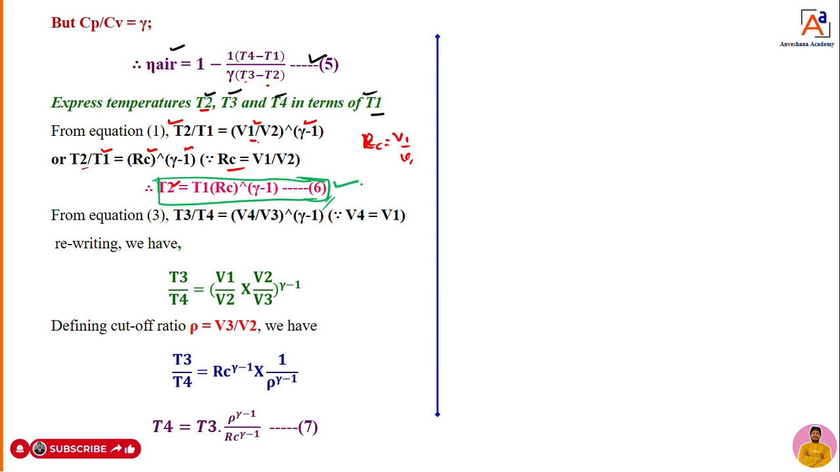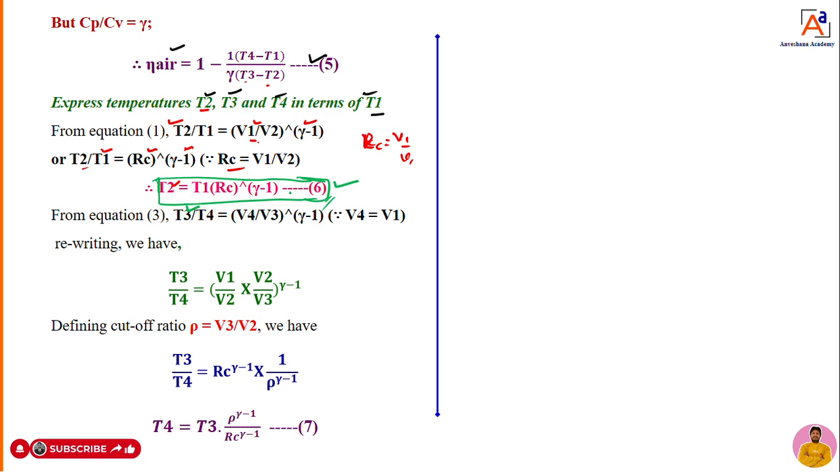Similarly, I will take the temperature ratio for the expansion process, that is T3 to T4. Expansion process, just a minute. You can see T3 to T4. So we know the equation: T3 by T4 is equal to (V4 by V3) to the power of gamma minus 1.